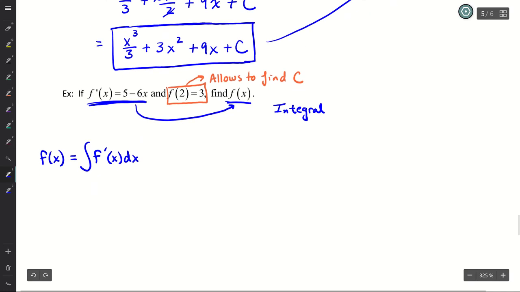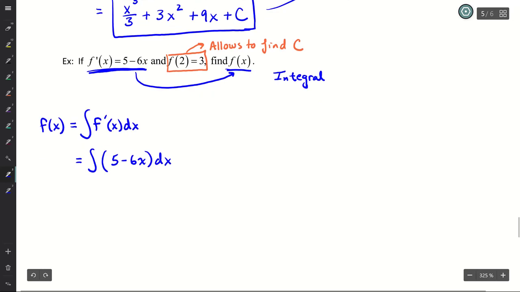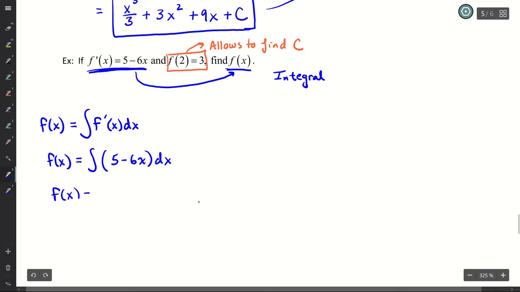So I'm going to go ahead and use this notation. F of x is going to equal the antiderivative of f prime of x dx. We know what f prime of x is. It is 5 minus 6x dx. And what I'm going to do is go ahead and follow down with the f of x notation. So f of x is going to equal, go ahead and take that integral. This will be 5x minus 6x squared over 2 plus c.